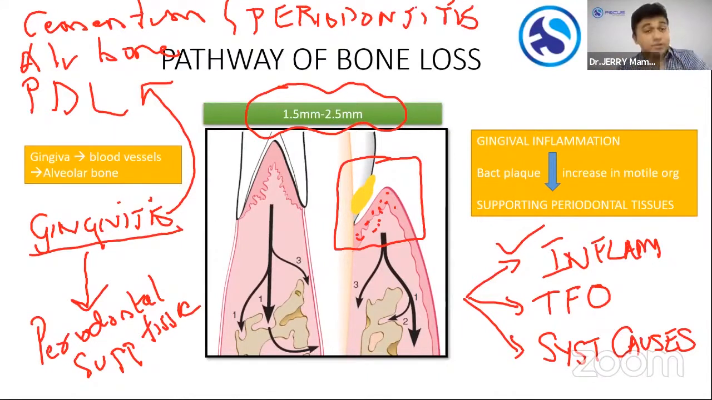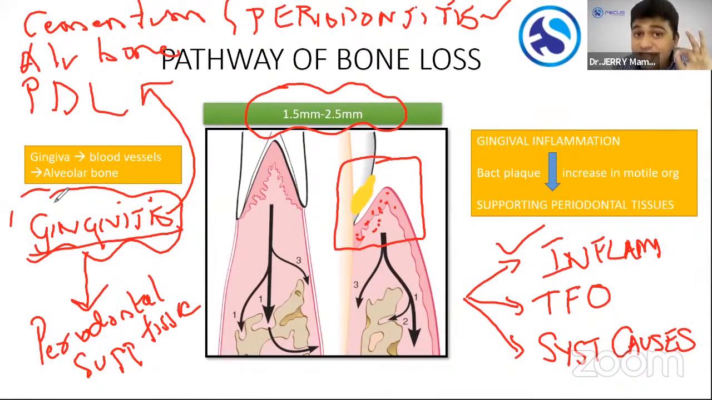When the bone starts resorbing, when there is loss of the periodontal ligament structures and loss of cementum, that is when you call it periodontitis. For periodontitis to occur, gingivitis is a prerequisite. That means gingivitis has to be present. We are talking about inflammatory causes.